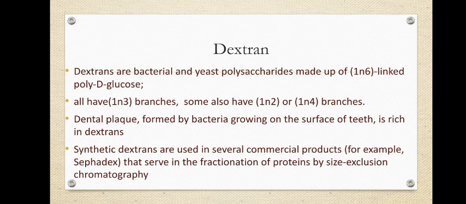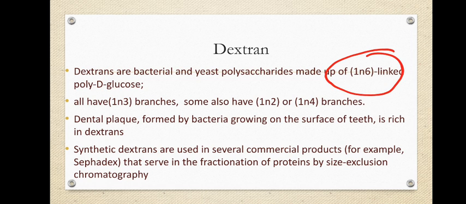The next type of polysaccharide we will be discussing is a homopolysaccharide, dextran, and these dextrans are actually produced by bacteria and yeast. Okay, and they are formed of alpha 1,6 linkages of glucose. Alpha 1,6 linkages of glucose.